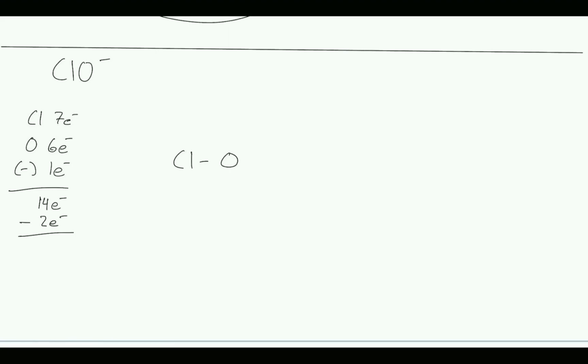We use 2 for the bond. So now I can start placing the rest as lone pairs, again forming as many octets as possible. 6, 8, 10, 12. And because we're told up here that it's charged, I put brackets around it. How many bonds? 1, 2 electrons. So I've got a total of 14, but I have 1 bond.